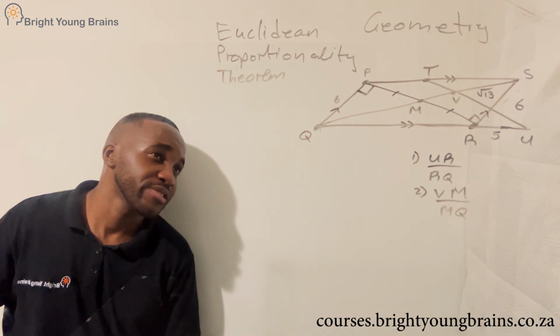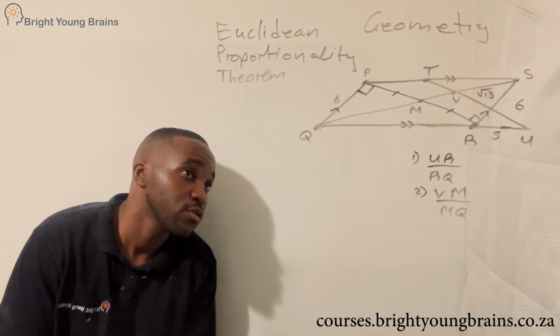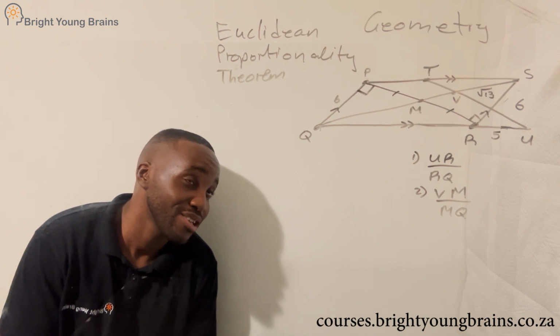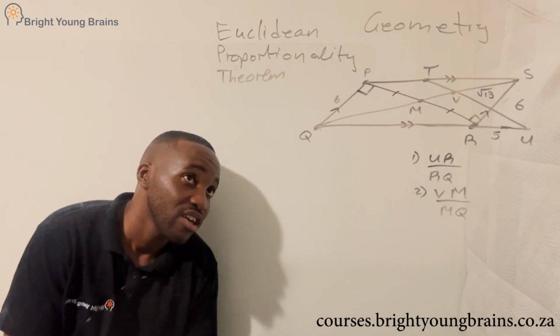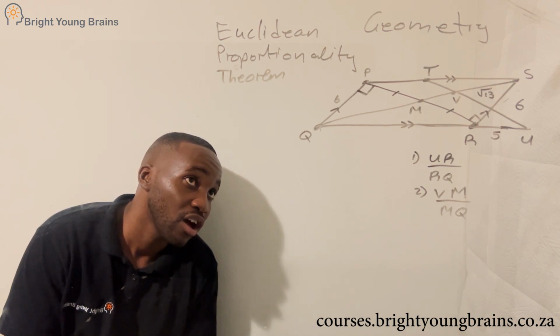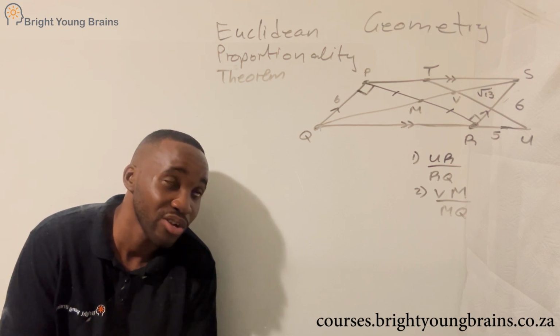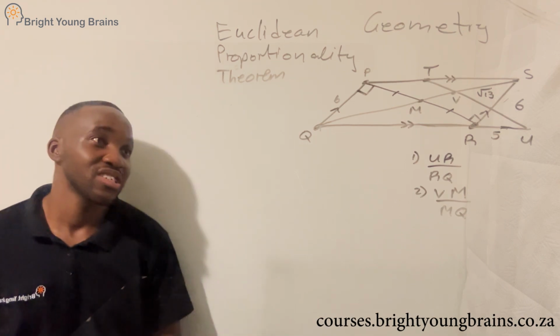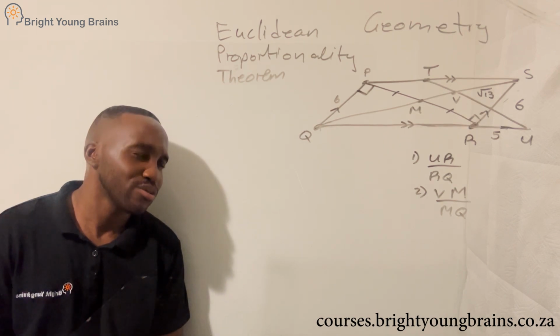The square root of 13 over there is literally just for VS. So yeah, we just have to keep that in mind. It is literally just for VS. If they had told us that PR is parallel to TU, that would have made our life a bit easier, I think. Not that much easier, but maybe just a little bit.